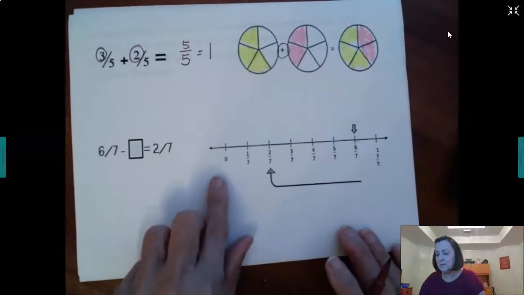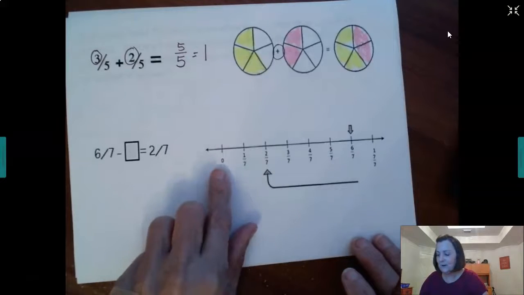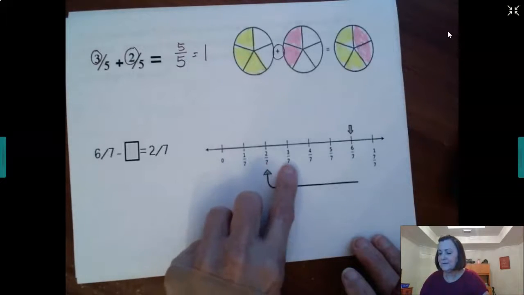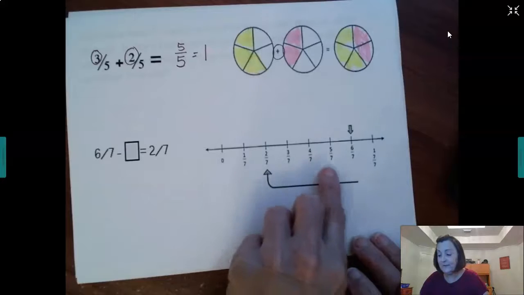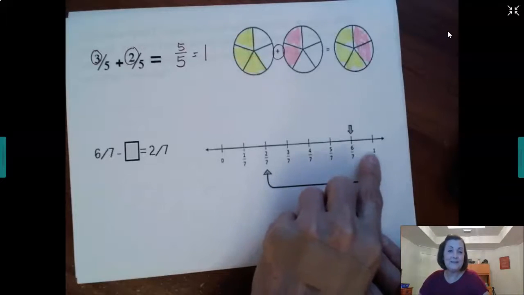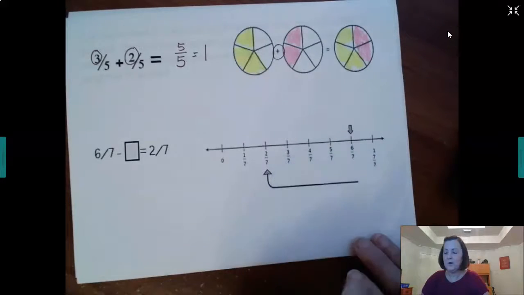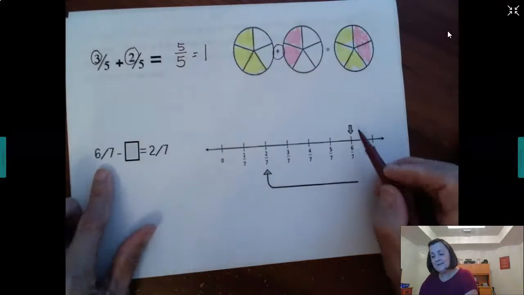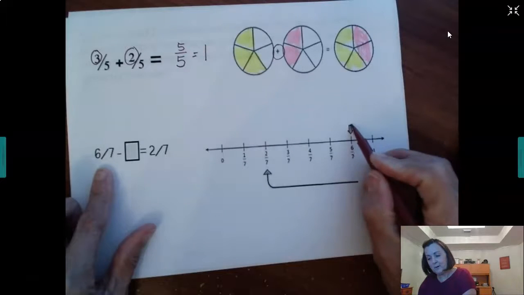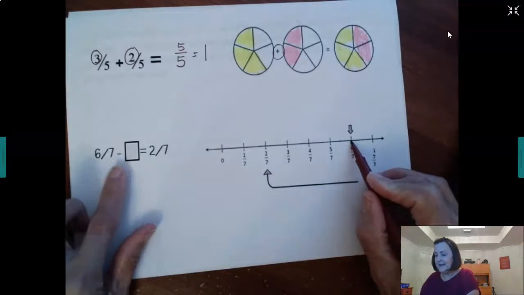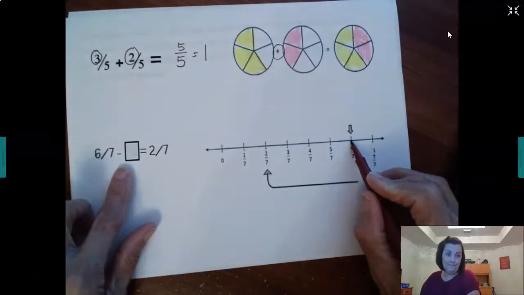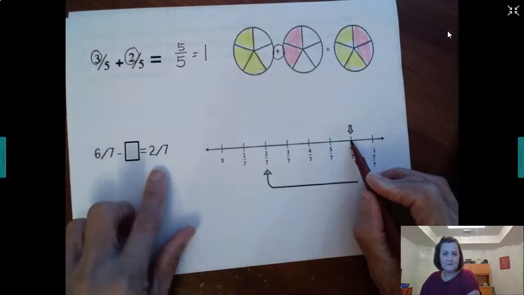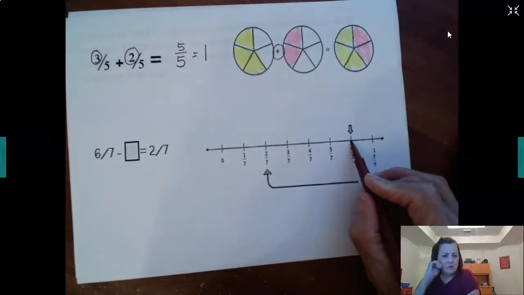All right, here's our number line, and it starts at 0. We have 1/7, 2/7, 3/7, 4/7, 5/7, 6/7, 7/7, which is equal to 1 whole. So we are going to start at 6/7. This is where we're starting, right here where this arrow is, 6/7. And we're going to take away and that will give us 2/7. So what do you think we should do?